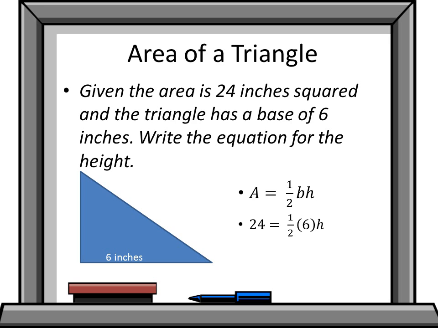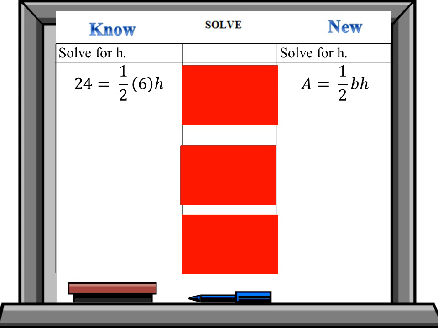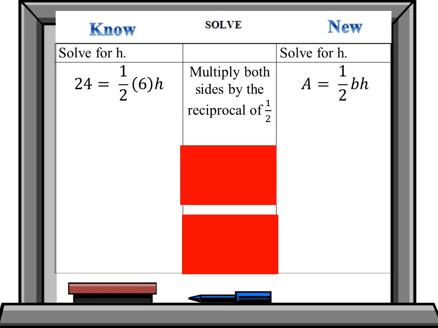But this isn't the equation for height. We're going to have to solve for it. Let's use what we know to try and solve. Let's first get rid of this 1/2. Knowing my multiplication property of identities, I know I can multiply by the reciprocal of 1/2, which is 2. By multiplying by 2, it'll cancel out, and whatever I do to one side, I do to the other. So I end up with 48 equaling 6h.